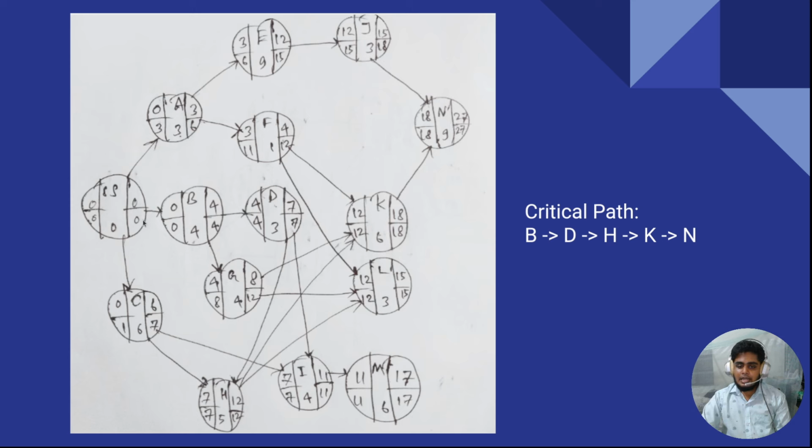So finally I end up here: B to D, D to H, H to K, and K to N. So this is my final answer. This is the critical path.